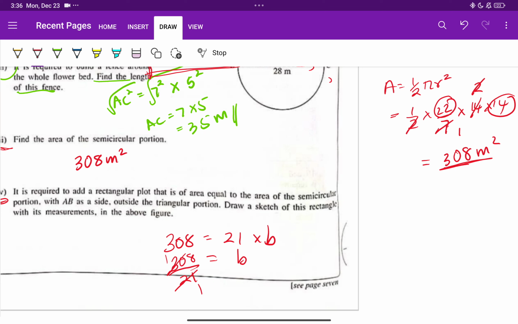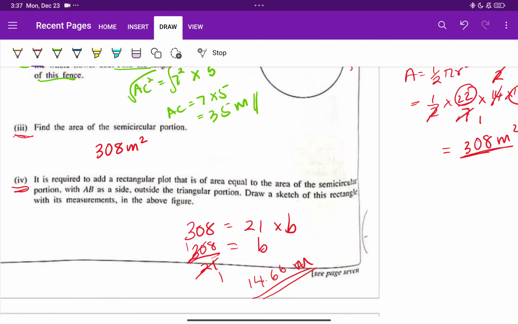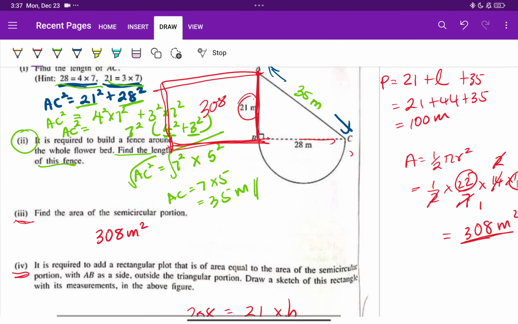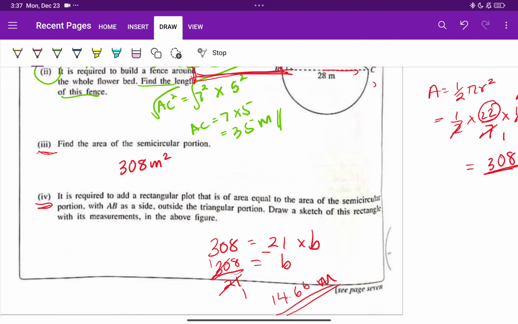Here I'll end up with 98. 98 is 21 times, wait a minute, 308 divided by 21. So the answer would be 14.66. So the length or the breadth of the rectangle would be 14.66 meters. So we took AB as one side, so that side length is 21.